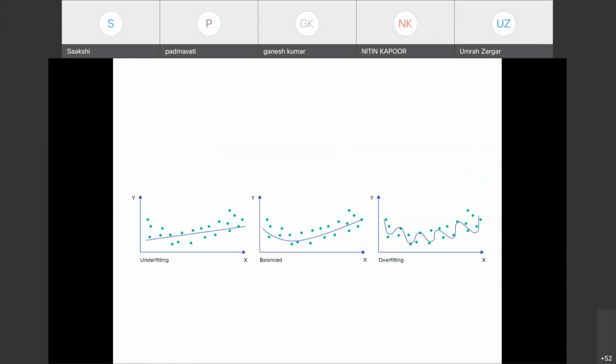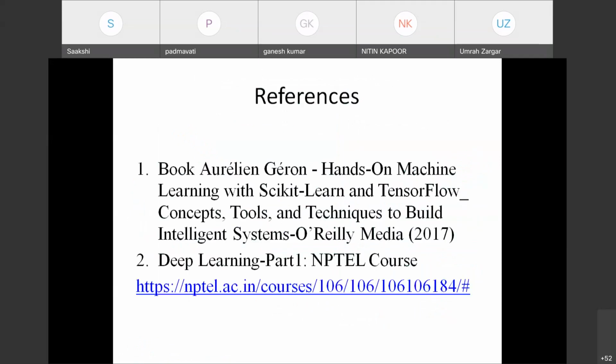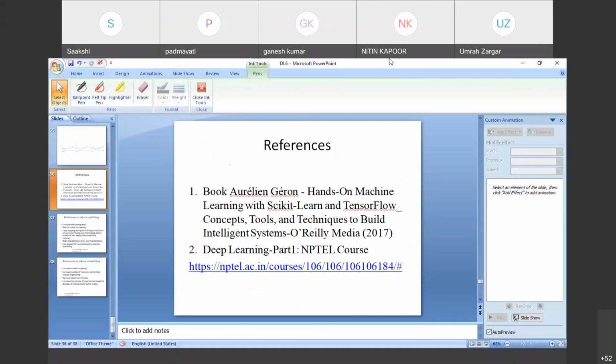This is again an example of underfitting, balanced and overfitting. These are a few references that I have referred to. So I will stop here.